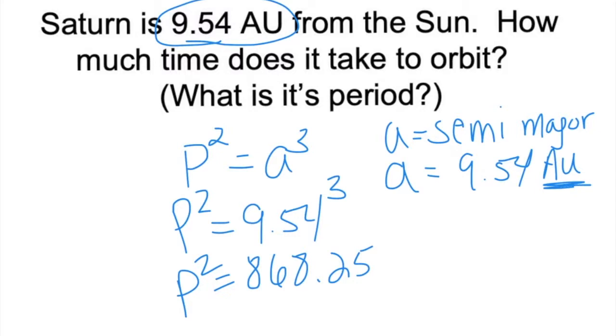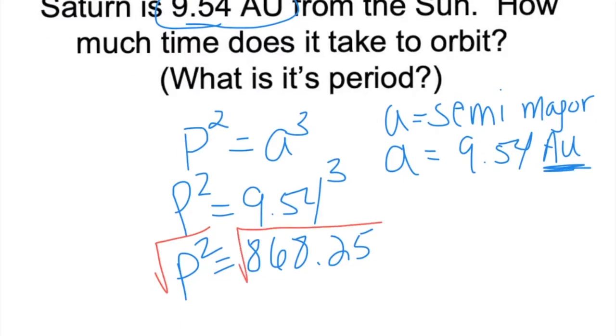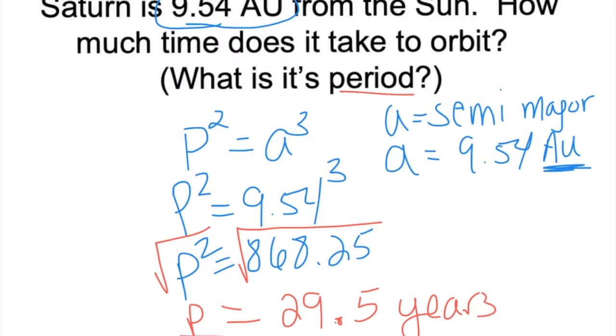So finally, to solve for this, I need to take the square root of both sides. And so then I'll get P equals the square root of 868.250664. And when I put that in my calculator, I get 29.466093, etc. I've only got 3 digits in 9.54, so I'm just going to round to 3 digits and say 29.5. Now, for period, my unit is years. So the answer is Saturn's orbit takes 29.5 years to complete.